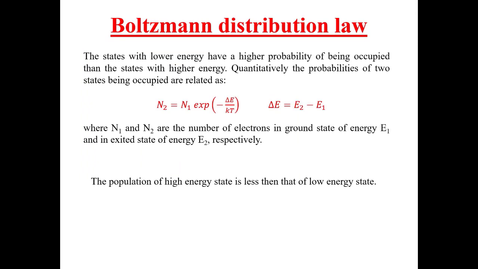Now, to understand stimulated emission, it is necessary to know the population of various energy states of an atom. The population of energy states is given by the Boltzmann distribution law, which quantitatively relates the probabilities of two states being occupied as N2 equal to N1 exponential minus delta E by kT. Here delta E is E2 minus E1, and N2 and N1 are the number of electrons in the excited state and ground state respectively. So this delta E is positive and exponential minus delta E by kT will always be less than 1. So N2 is always less than N1. Or in other words, the population of the high energy state is less than that of the lower energy state.